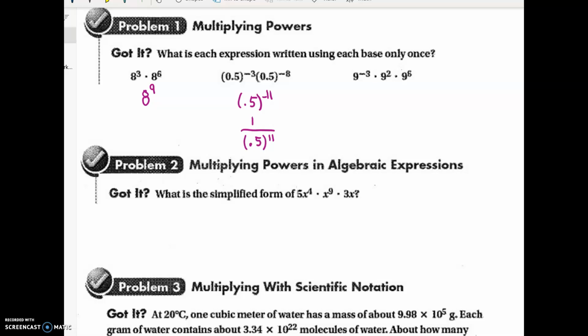Then here, again, we would add the exponents together. So you should end up with 9 to the 5th power. And we just leave it like that.